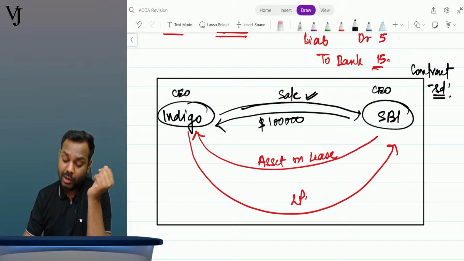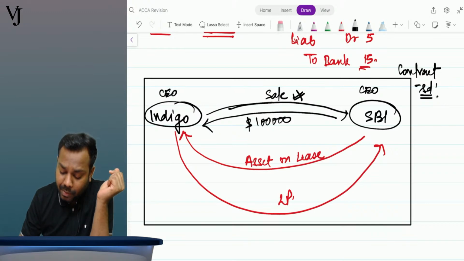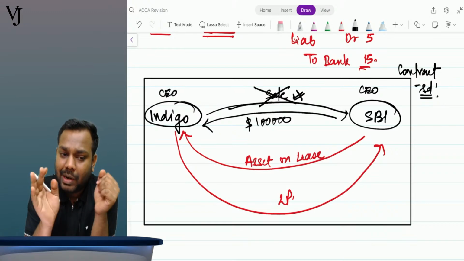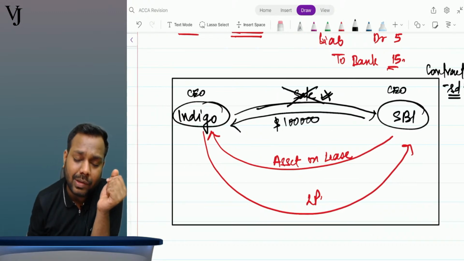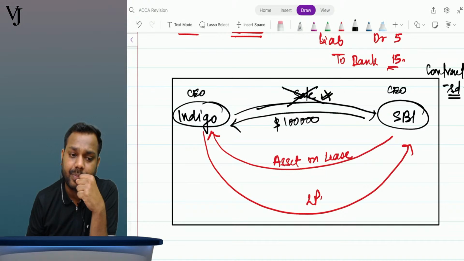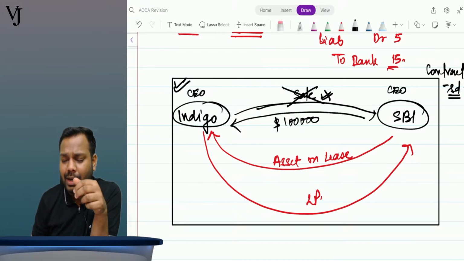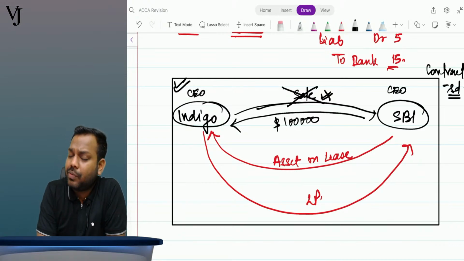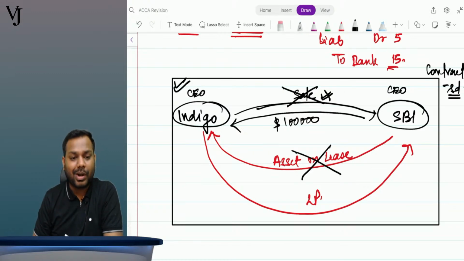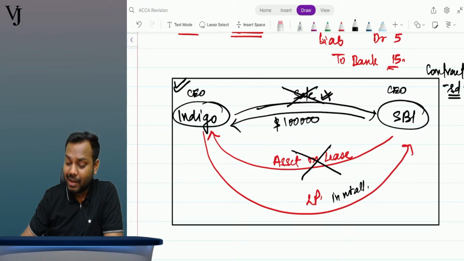Fine. But now let's suppose this sale does not qualify the control transfer criterion. It means it is not a sale transaction. If it is not a sale transaction, tell me who has the control of the asset, Indigo or SBI? Indigo. Now Indigo has the control. Can Indigo take the asset on lease from itself? No, right? So this is not a lease transaction itself. So what is happening? I have received 1 lakh and I am paying the lease payments in installments. So it is like a financing transaction.